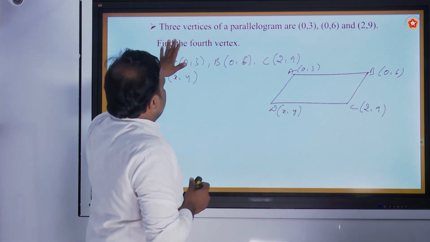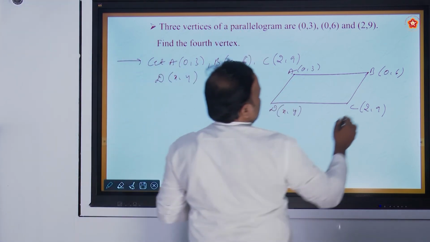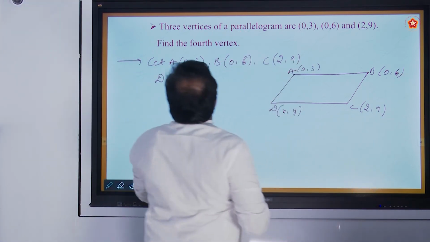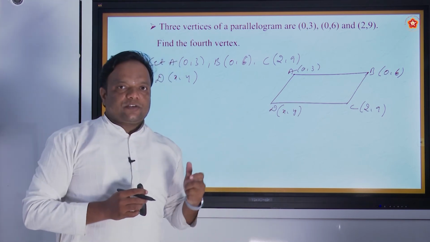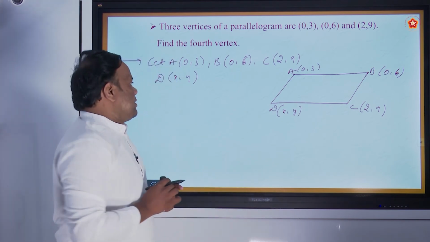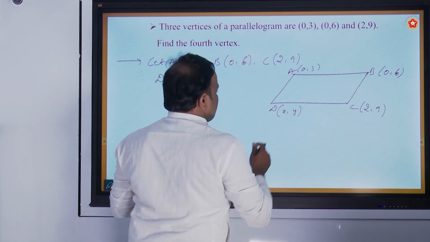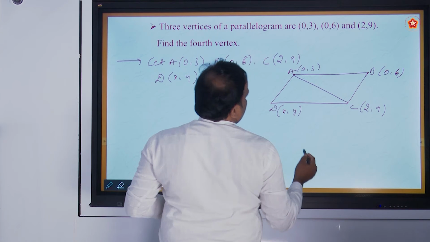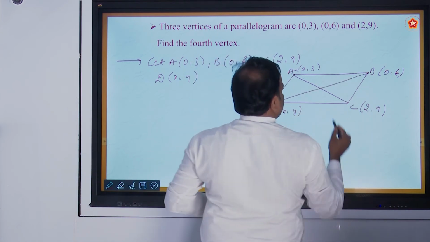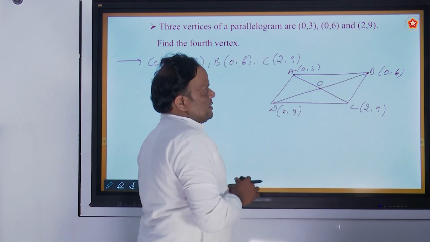So what is the question? The 3 vertices of the parallelogram are 0, 3, 0, 6, 2, 9. Find the fourth vertex. The fourth vertex is D, that is D is x, y. You take D x, or small a, b, then find the value of x and y. Otherwise give a, b. That is also correct. Now join AC and BD. Let O be the point of intersection of AC and BD.